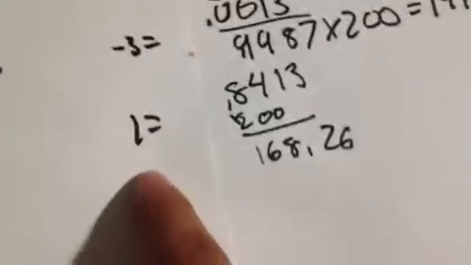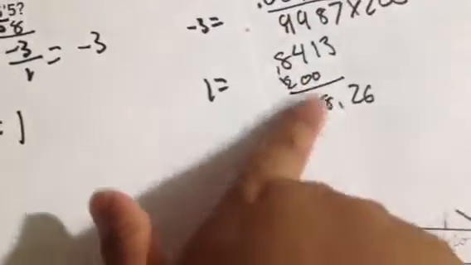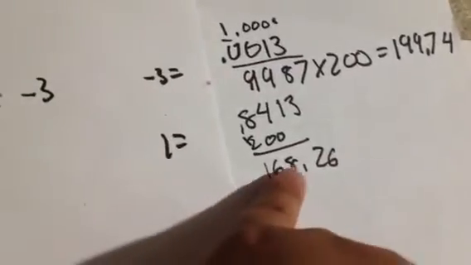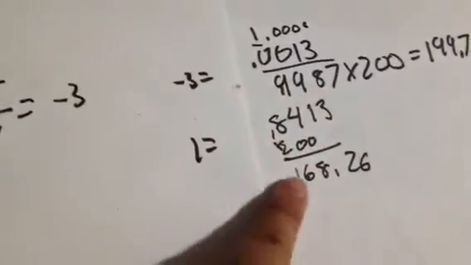0.8413. That's the z-score for 1. But yeah, that's the most you can do. So just stop there. Times 200, since that's the value. 168. And you can't round up. So the answer would be 168 here.